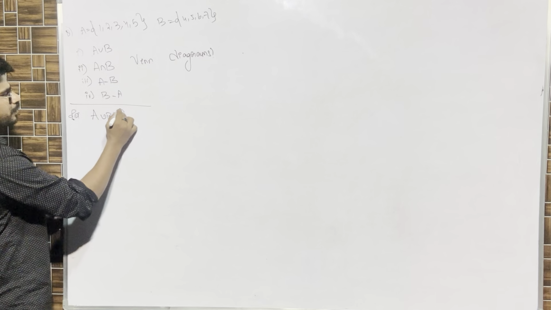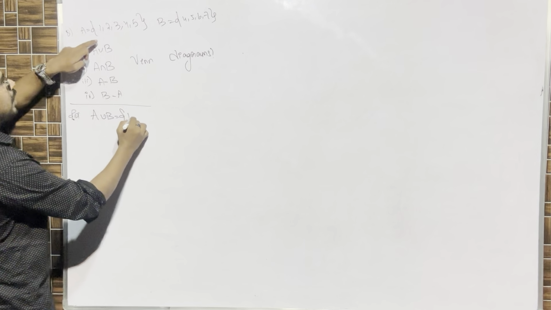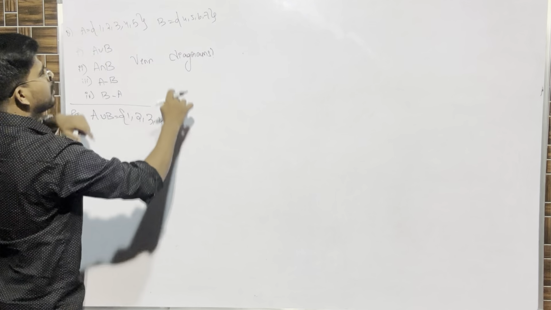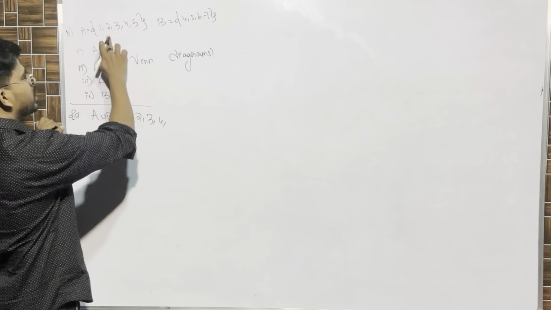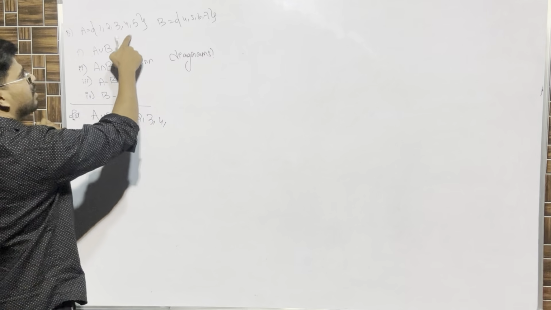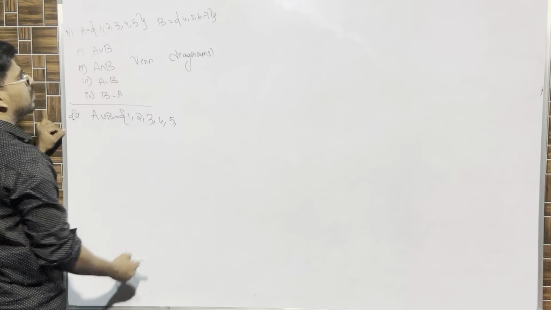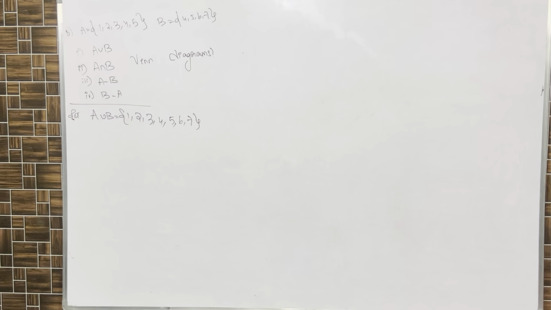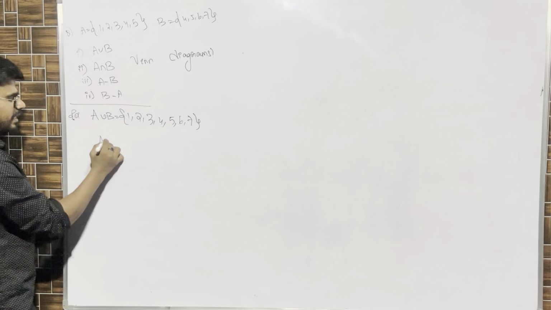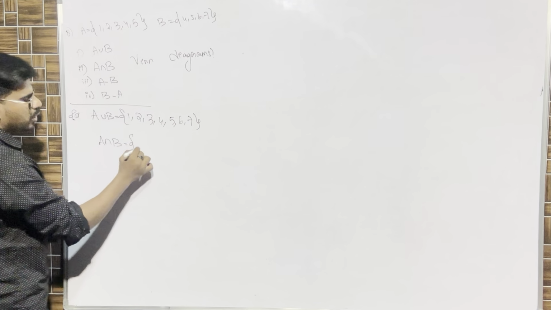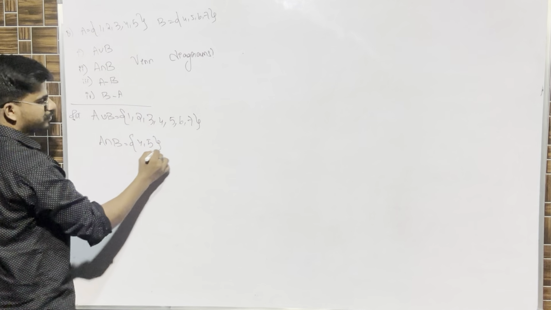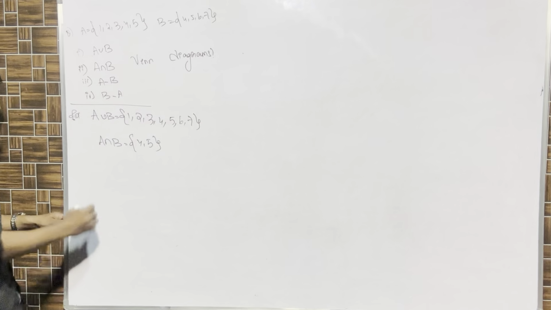A union B: 1, 2, 3, 4. 4 is there in both the sets, but we have to write only one. 5 is there in both the sets, but we have to write only once. 6 is there, 7 is also there. That is A union B. Next, A intersection B. Only common terms you have to take: 4, 5. Correct?